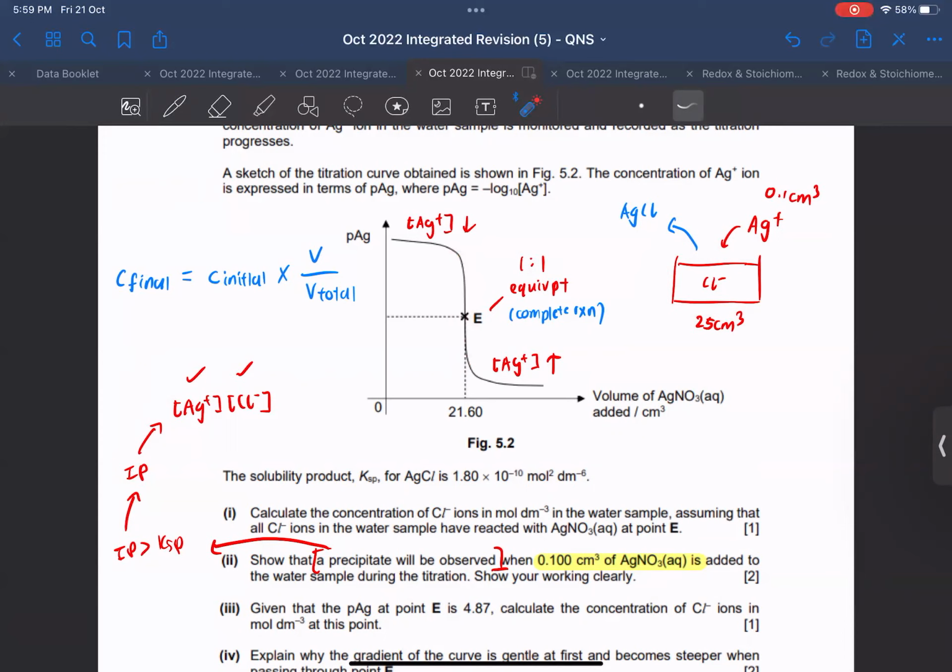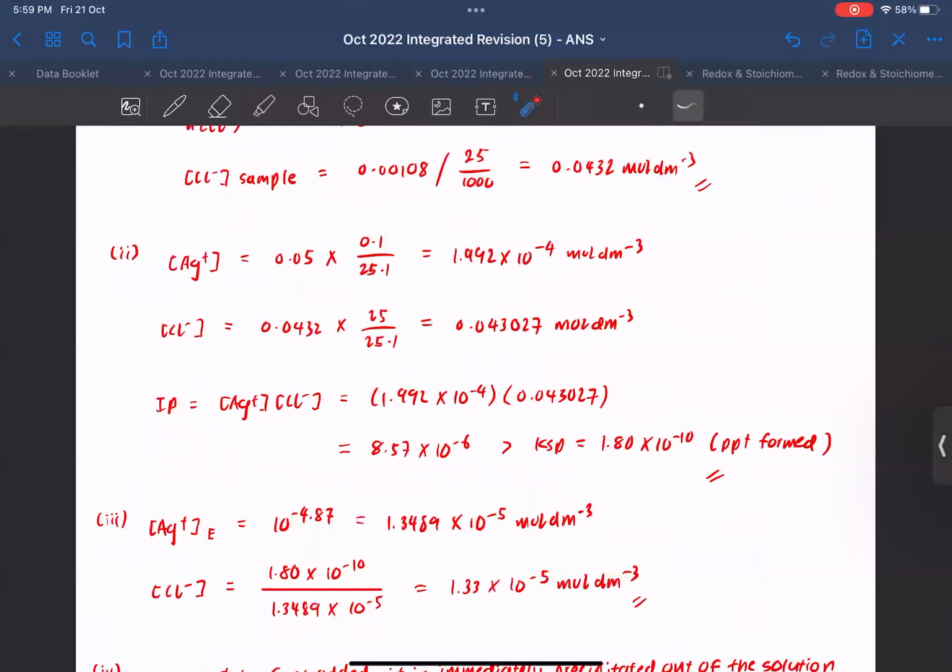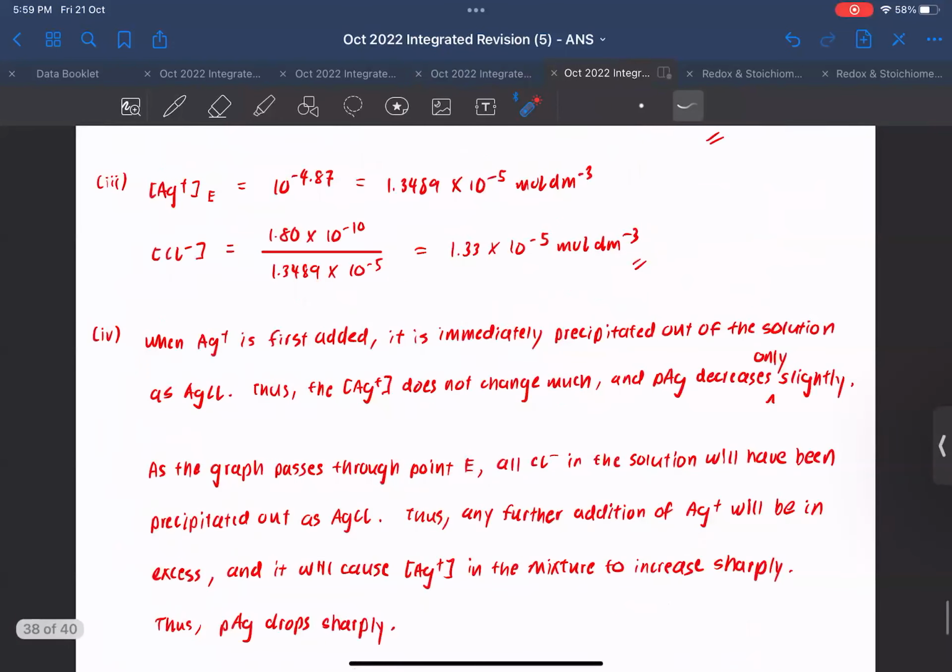Why does it begin increasing? It's because there's no more Cl- to get rid of Ag+. So that's pretty much the answer to this question. I split it into two parts. This first part is to explain the gentle gradient: when it's first added, it's immediately precipitated out. Again, that is the keyword to this question.